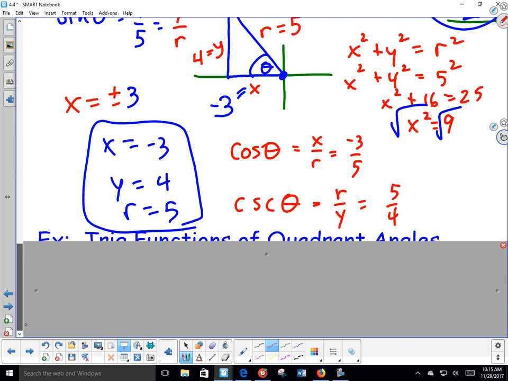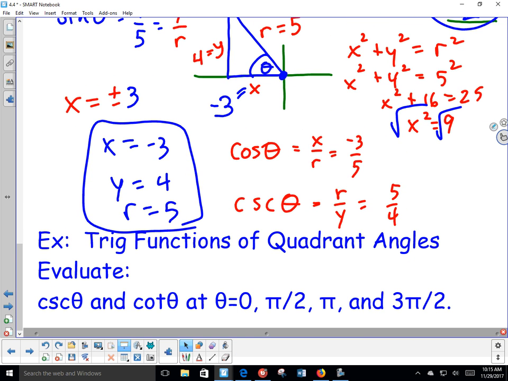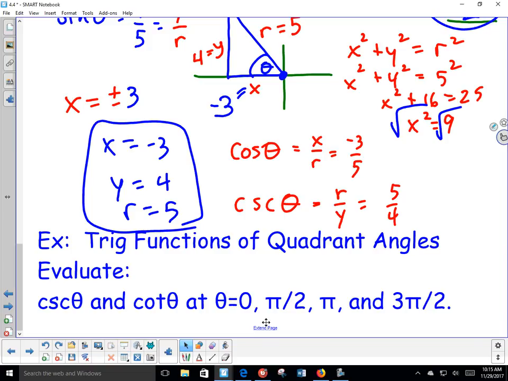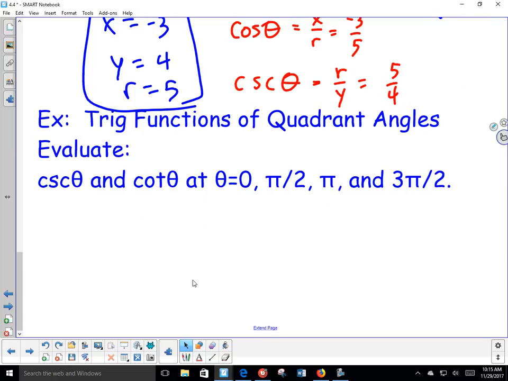All right. Okay, so now let's talk about trig functions of quadrant angles. Quadrant angles are just going to be angles that end up on one of our axes. They either end up right on the y-axis, like pi/2 or 3pi/2, or they end up on our x-axis, like pi or 2pi or 3pi or 4pi. Okay, so can you evaluate cosecant of theta and cotangent of theta for theta equals 0, pi/2, pi, and 3pi/2?